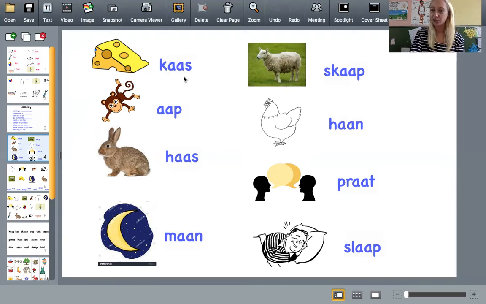Kaas. Try to join me. Kaas. Aap. Haas. Maan. Good. Okay, let's move on to the next 4.